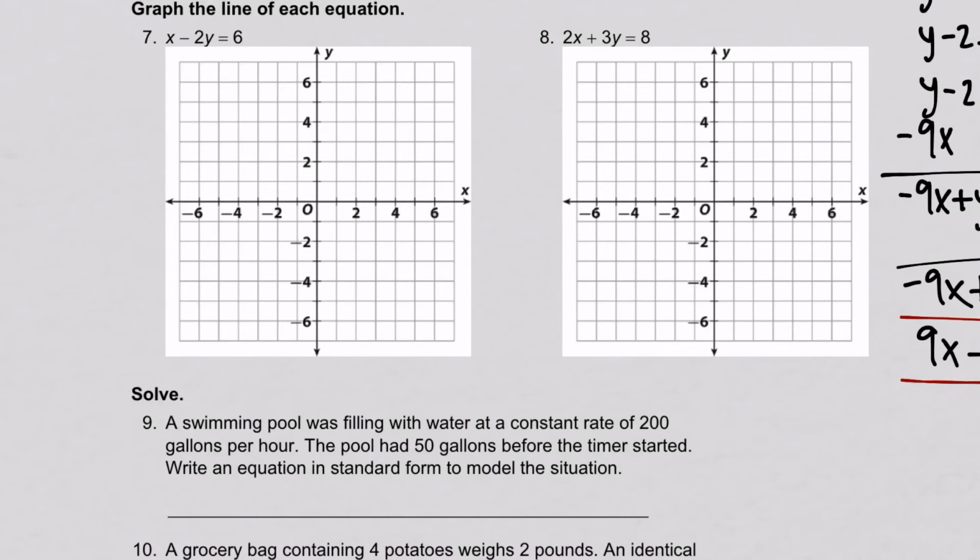Okay, 7 and 8 say graph the line of each equation. When you are given an equation in standard form, you have two options for how to graph. You can find the intercepts and connect them and you're done, or you can change the equation over to slope-intercept form and then graph that way. Either way, you will get the correct graph.